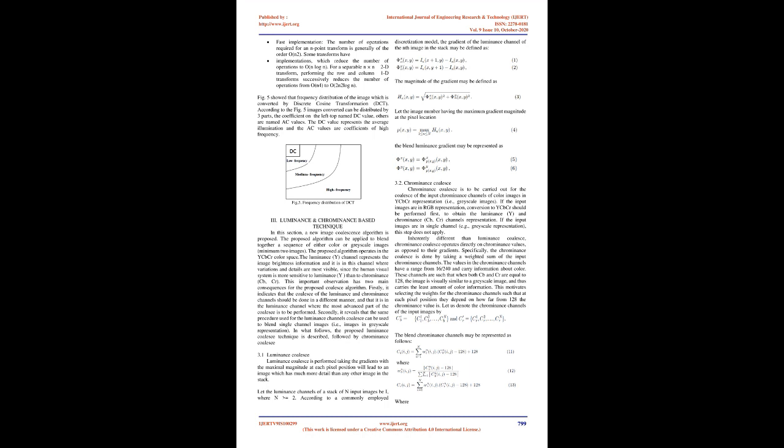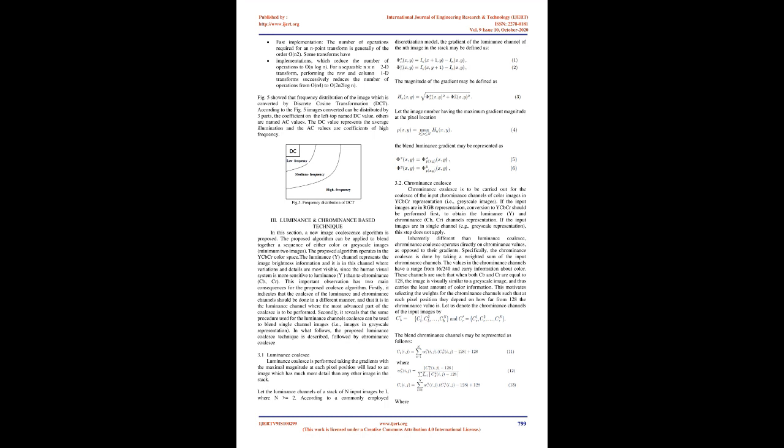Fast implementation. The number of operations required for an n-point transform is generally of the order O(n²). Some transforms have implementations which reduce the number of operations to O(n log n). For a separable n times n 2D transform, performing the row and column 1D transforms successively reduces the number of operations from O(n⁴) to O(n² log n).